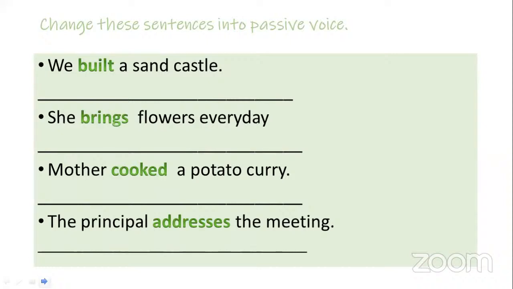Here are given four sentences. This type of activity, this section will definitely come in your third term paper. So you have to answer these quickly. I'll give one minute. Try to change these sentences. First of all, look at the verb and decide whether it is a present tense sentence or a past tense sentence.